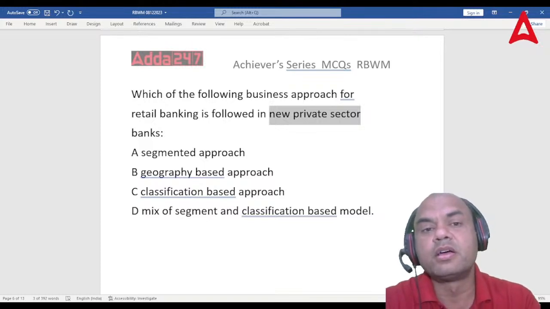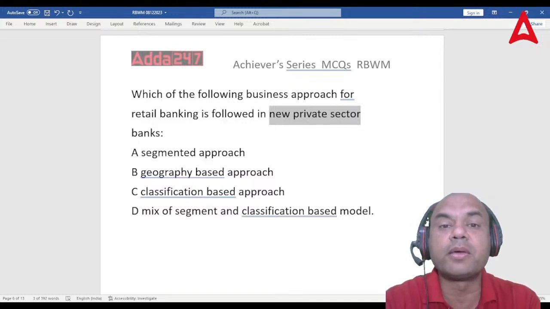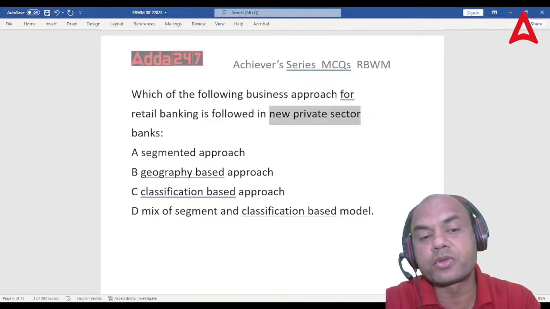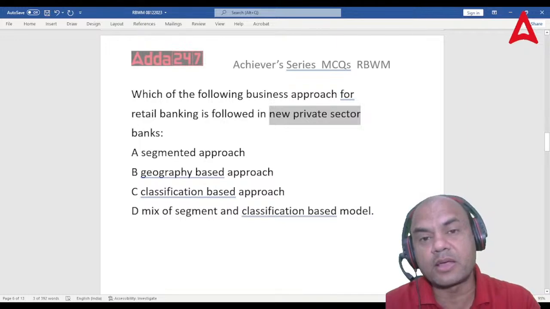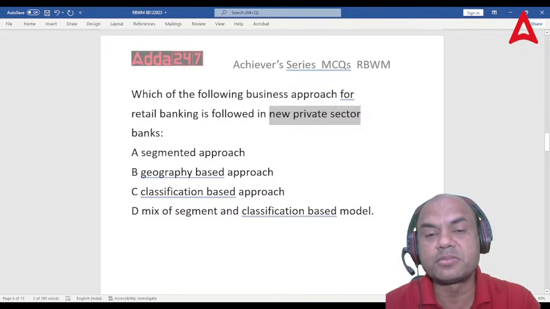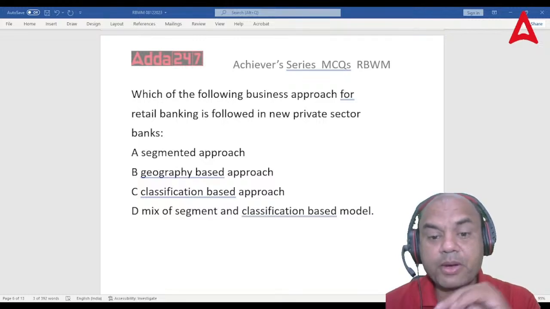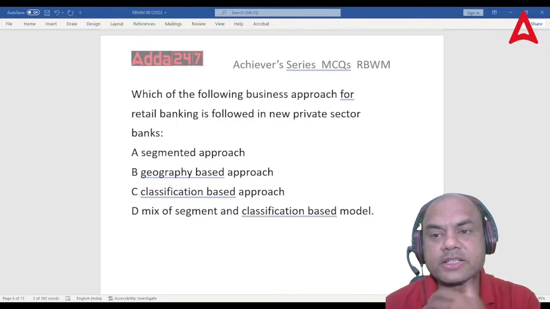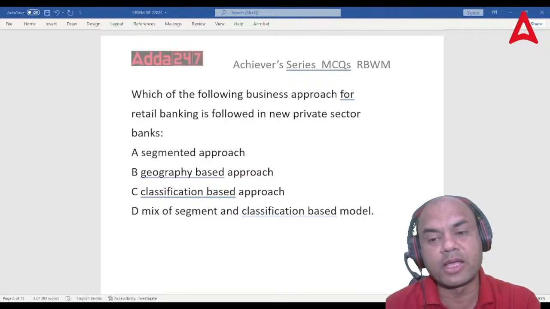Now all we see is online banking, everything, we are shifting more towards app banking now, right? Why is it? Because of the competition given by these private sector banks, right? So now, which of the following business approach for retail banking is followed by these new private sector banks? What should be the answer over here? Is it segmented? Do they have NRI branches, MSME branches? Do they have classification based, rural, semi-urban? What do they have? Think over it, everyone. Anyone amongst you is in private sector banks? New private sector, like Axis Bank, HDFC Bank, ICICI Bank, IndusInd Bank, or old private sector banks, like Federal Bank, Karur Vysya Bank.